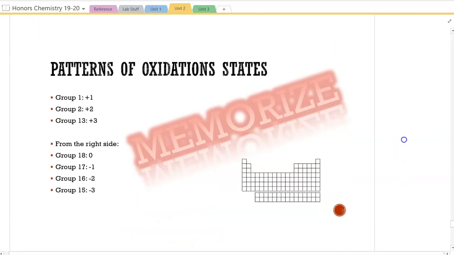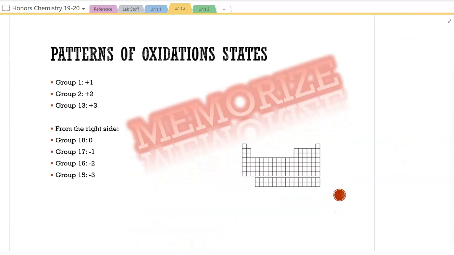Okay, so some patterns here. Let's go and see what happens. So group 1, group 2, and group 13. Those typically will have oxidation states when they gain or lose electrons, in this case, they lose them, of +1, +2, +3. So group 1, group 2, and group 13, right? Those are going to refer to these 3. So those elements, when they undergo, again, I'm not saying that these elements, when they're pure, adopt a charge, but when they undergo the change, in this case, oxidation, they adopt a charge of +1, +2, +3.